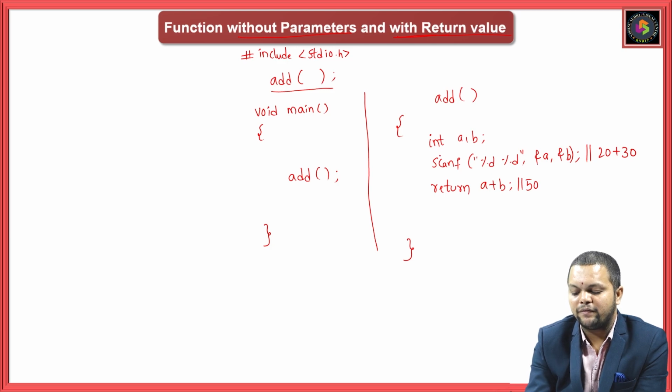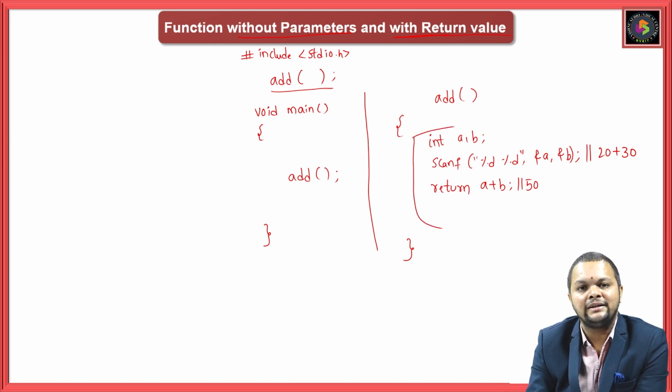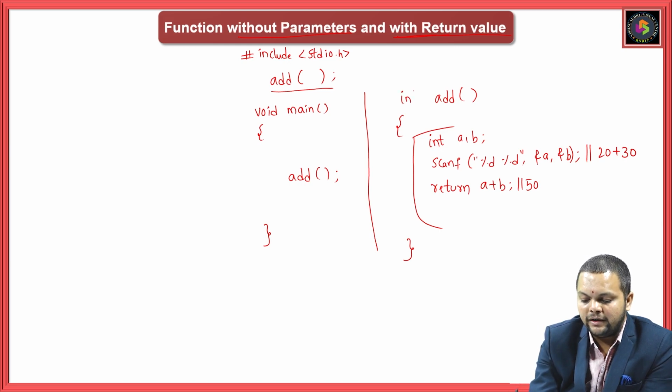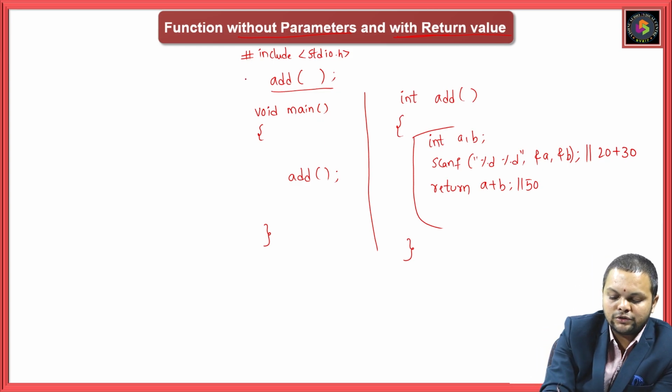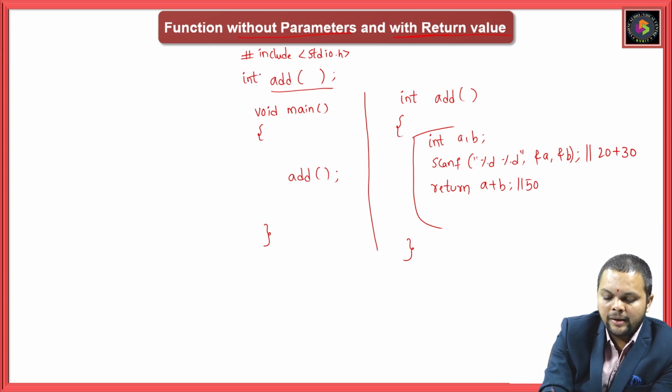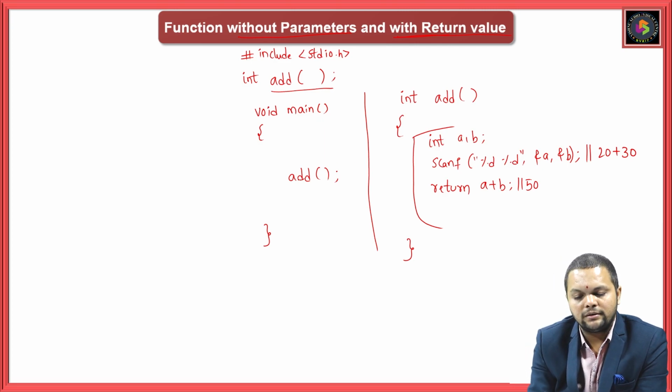50 is of which type? 50 is of type integer. So this function is returning which type? This function is returning integer type. So I'll write this as int add. So what should be the return type in your function declaration? That should be int. So we got something here.